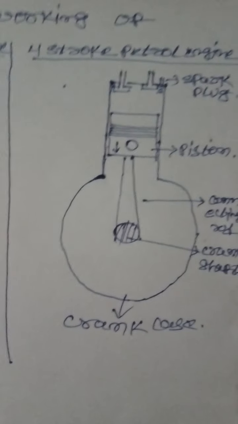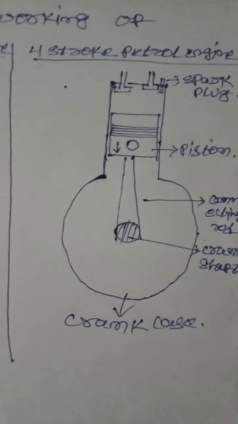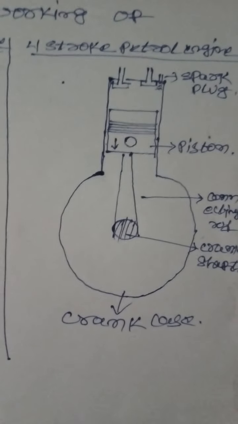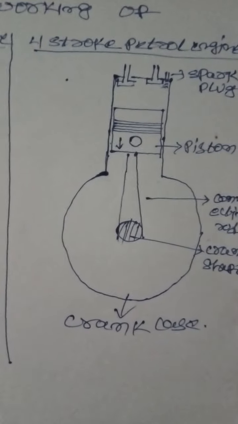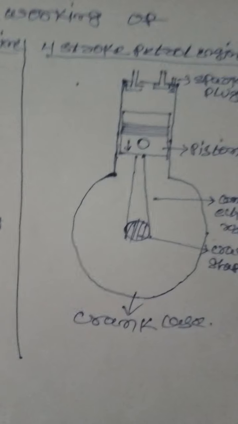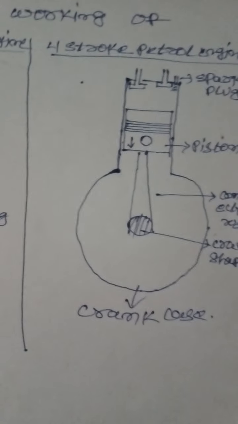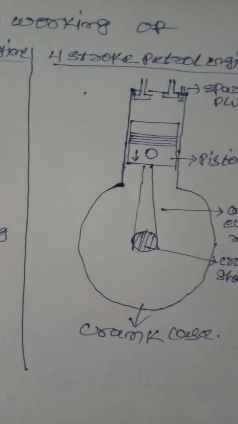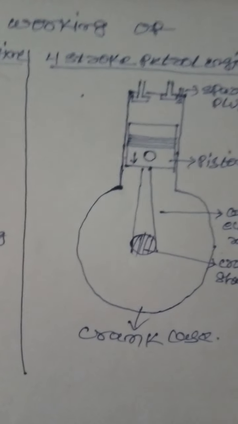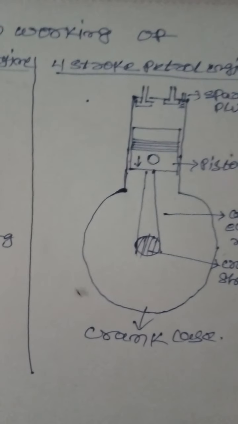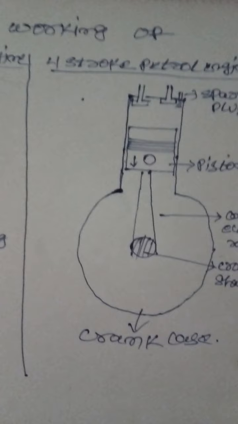So here the charge, in case of a petrol engine, is the combination of air and fuel, and this combination of air and fuel is otherwise known as carburation. So this carburation takes place inside the carburetor. From the carburetor, the charge, that is the mixture of air and petrol in suitable proportion, is supplied through the intake manifold up to the inlet valve.